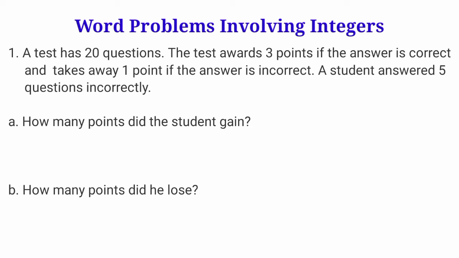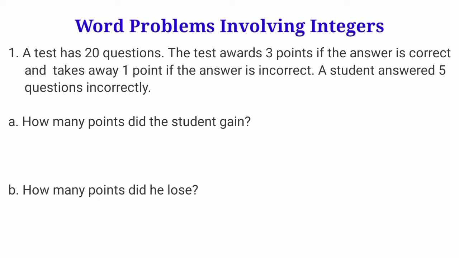Now let us apply what we have learned by answering word problems involving multiplication and division of integers. Let's start with number 1. A test has 20 questions. The test awards 3 points if the answer is correct and takes away 1 point if the answer is incorrect. A student answered 5 questions incorrectly. Letter A, how many points did the student gain? And letter B, how many points did he lose?